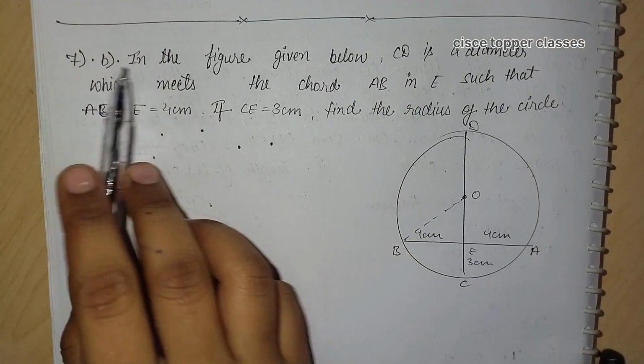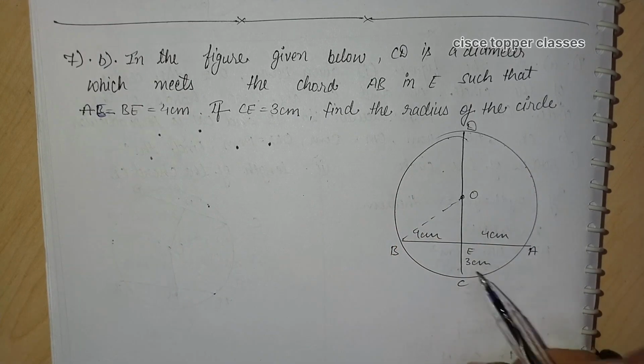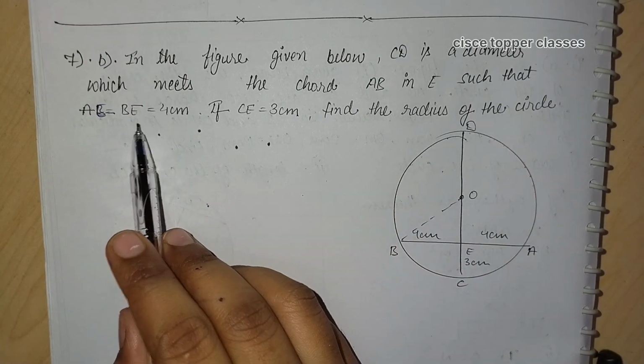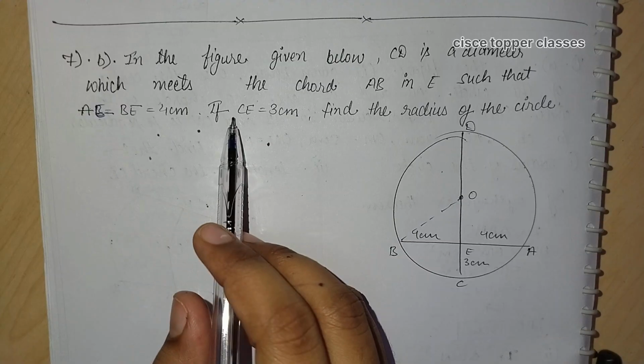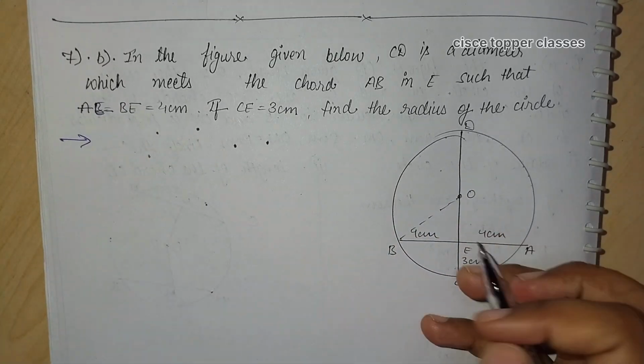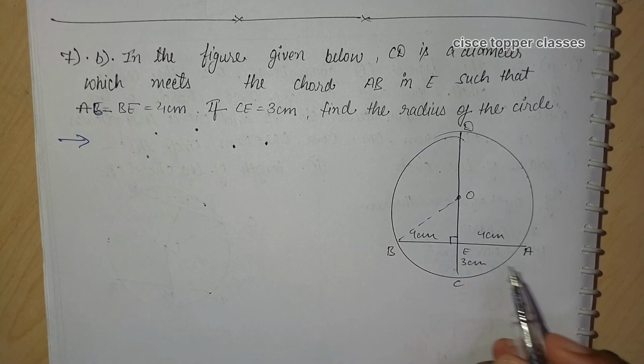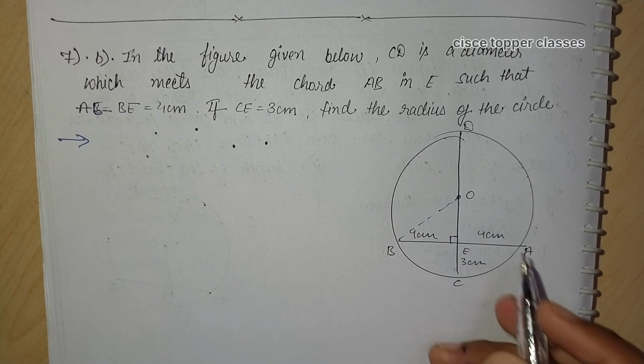Now let us solve here 7th second part. In the figure given below, CD is a diameter which meets the chord AB in E such that AE is equal to BE. This is equal to 4 centimeter. If CE is equal to 3 centimeter, find the radius of the circle. So here because OE is perpendicular to AB, OE bisects it. Hence BE is equal to AE.